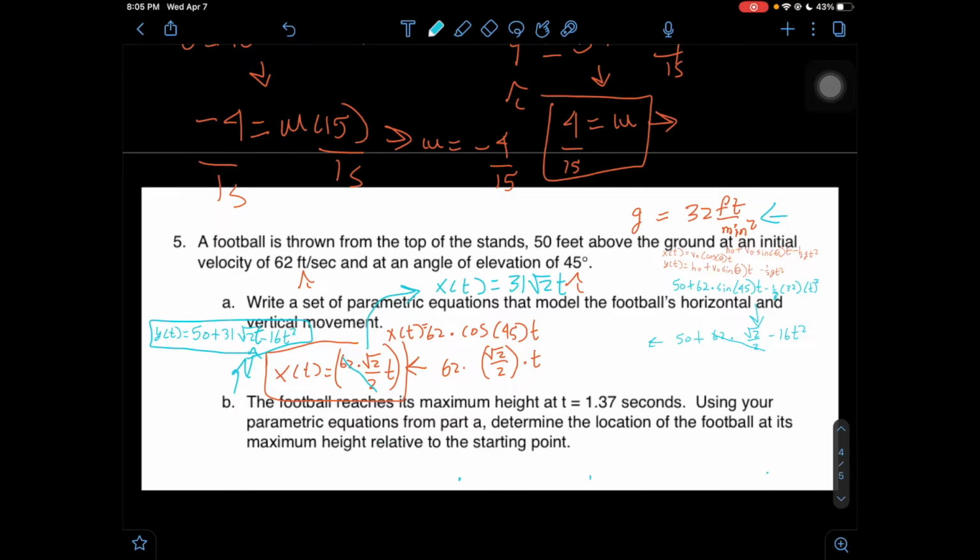For the y value, we're going to substitute 1.37 in for t, and we have two t's in this equation, so we can do that in our calculator or by hand, whichever is easier for you. After substituting in 1.37 for t, we get an answer of approximately 80.03, and we know this is the maximum height, meaning it's above the starting point, because the question is asking relative to the starting point. So we're going to call it 80.03 above starting point.